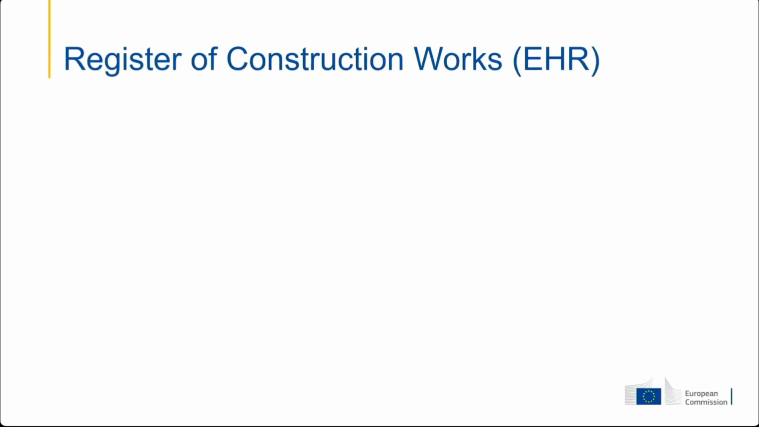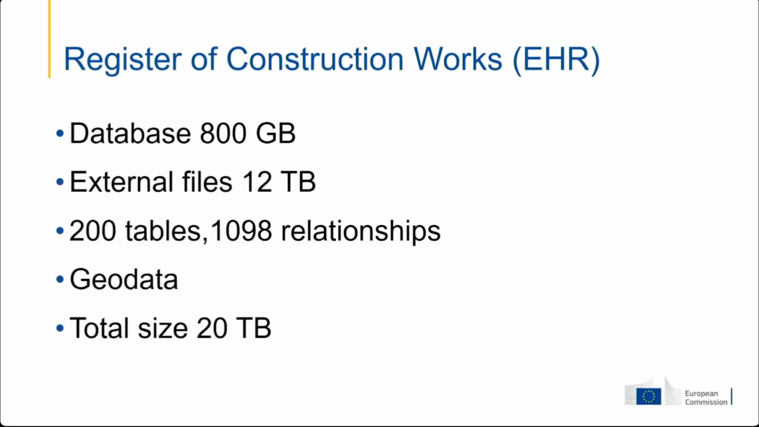So the first is the Register of Construction Works, which basically is about all kinds of buildings. The database in its original form in the Oracle database engine is about 800 gigabytes. This is not only plain data, but it also includes some embedded files that live inside the database tables. But in addition to these few embedded files, you also have 12 terabytes worth of external files that are stored in the file system, but database contains a link to this file.